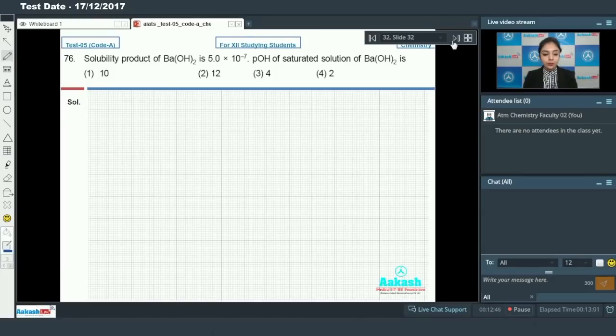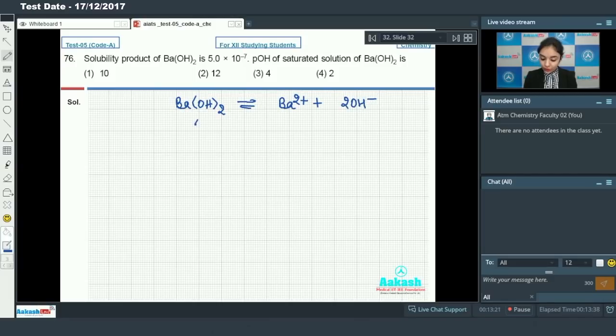Question number 76, which says that the solubility product of barium hydroxide is 5 into 10 raised to the power minus 7, and you have to calculate the pOH of saturated solution of barium hydroxide. So first of all, write the ionization of barium hydroxide. So it will give in the solution barium 2 plus and 2 OH negative.